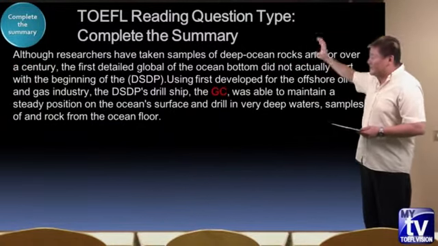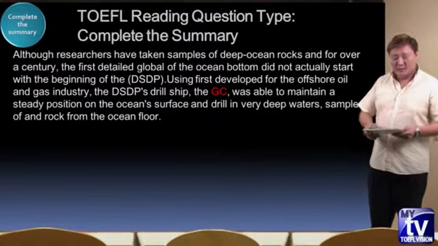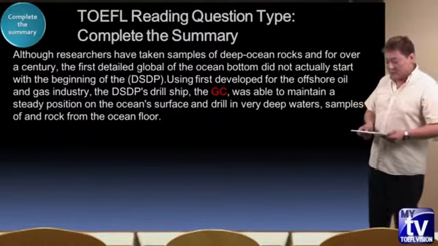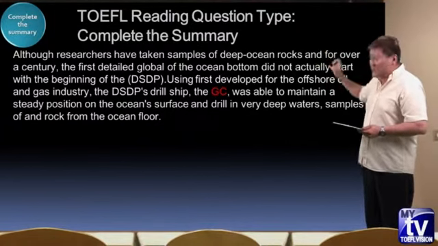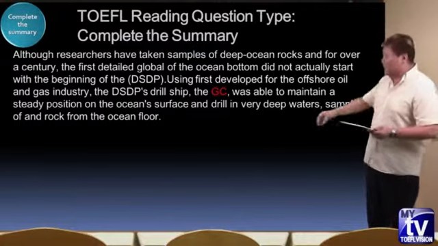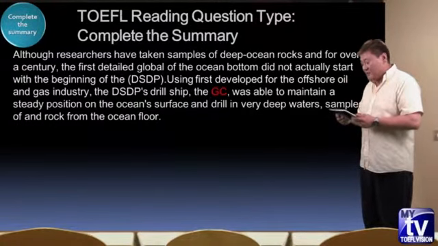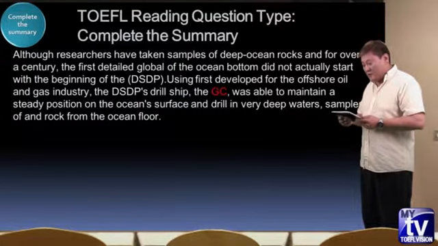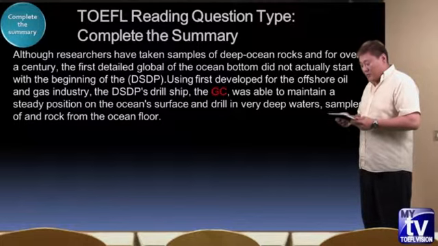Now we take that small version, and then what do we do? What do you have to do after we make it smaller? We have to outline it. From this short version, we can outline a lot easier, right? Take a look. First of all, it's talking about how researchers have taken samples of the deep ocean bottom for centuries. The first detailed ocean bottom investigation did not actually start until the beginning of the project, using techniques first developed for offshore. What did it talk about?